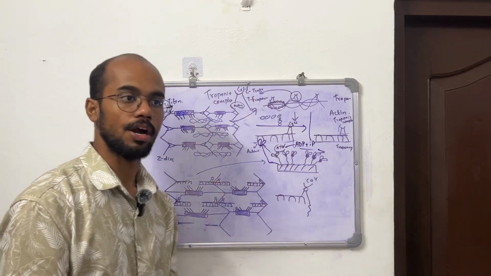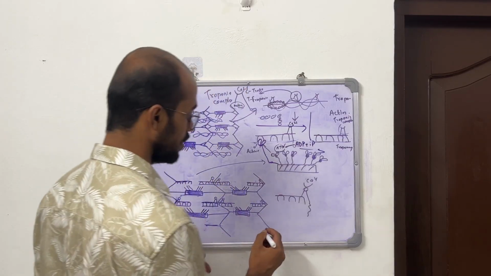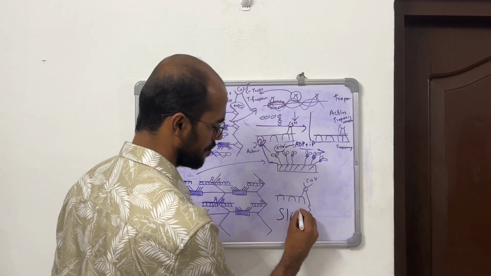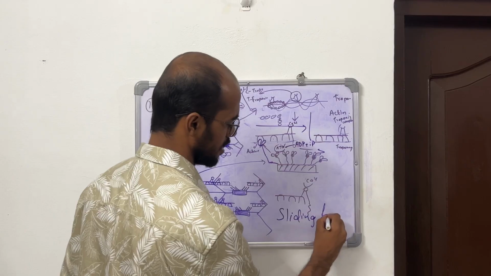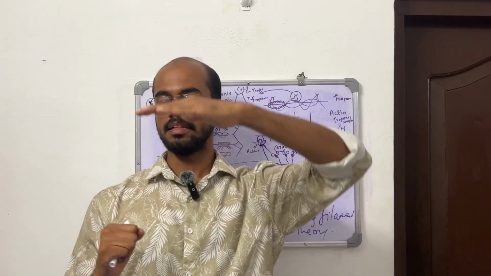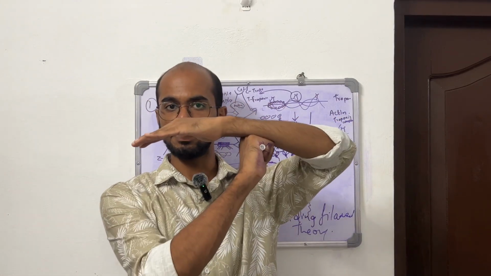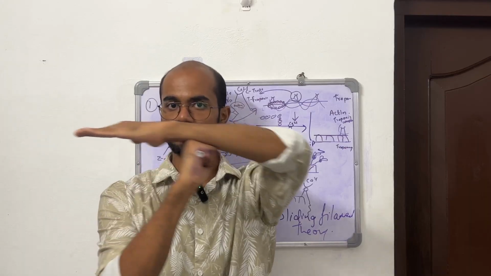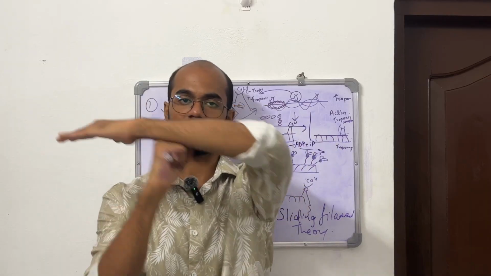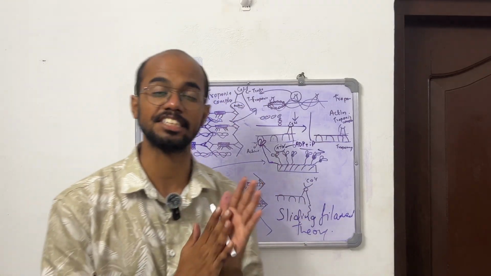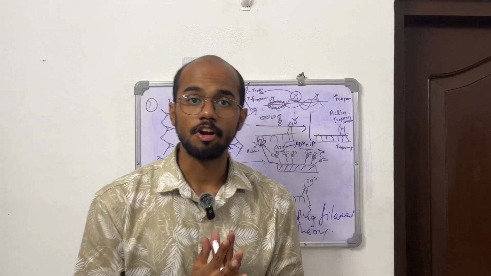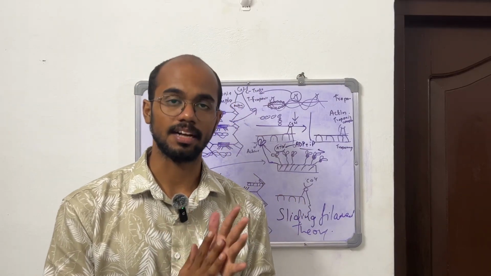This thing, now what you learned, is referred to as the sliding filament theory, because the myosin head binds and then it is pulling it towards the M line. So this process is referred to as sliding. So this is the sliding filament theory that explains the contraction of myofilaments, thereby causing muscle contraction.